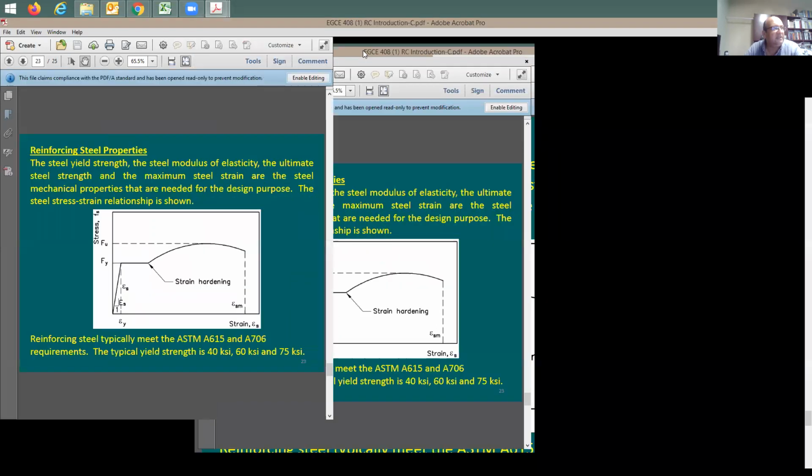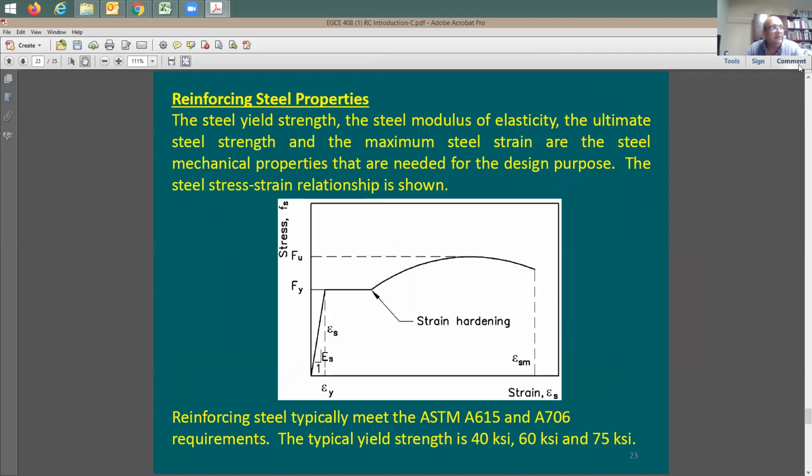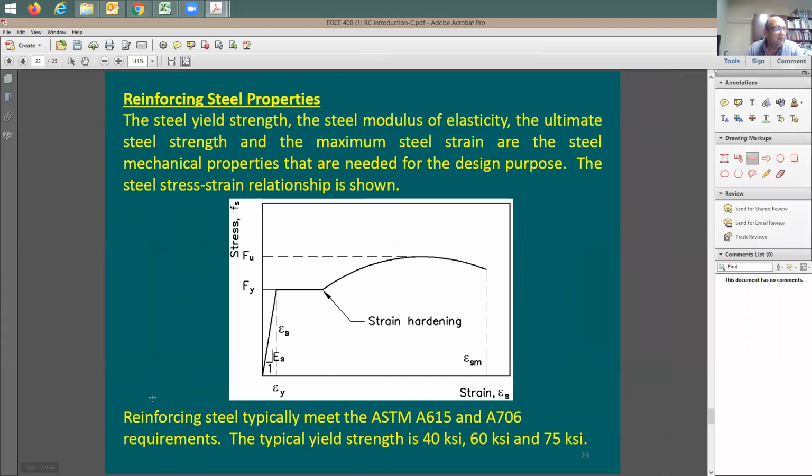Let me put here the stress-strain relationship for the steel. For any epsilon sub S within the elastic range, like in here, you can solve for F sub S. Once the strain in the steel becomes equal to the yield strain or more, which means like in this location, the stress is going to be equal to F sub Y.